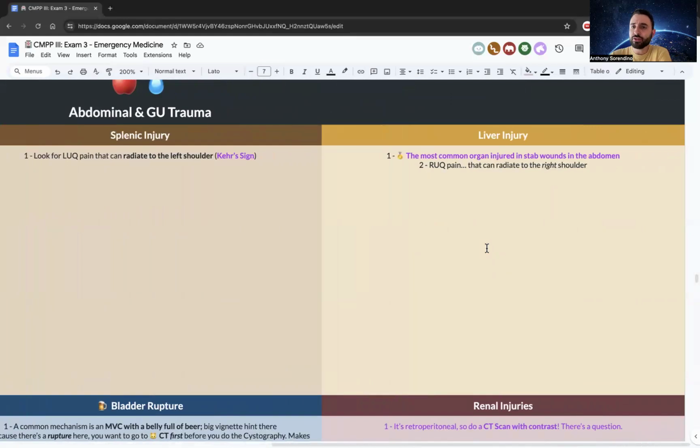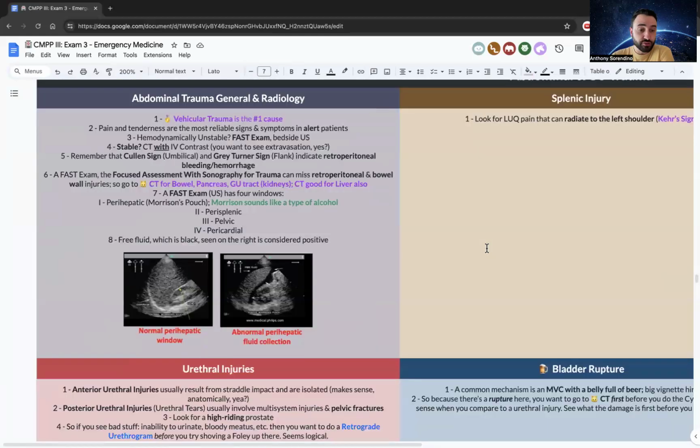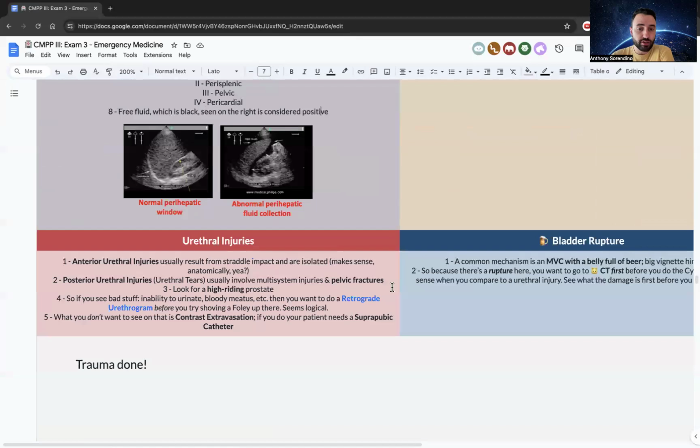Liver is the most common organ injured in stab wounds in the abdomen. Makes sense. It's a solid organ. It's massive. So that seems logical to me. That can also radiate to the right shoulder.